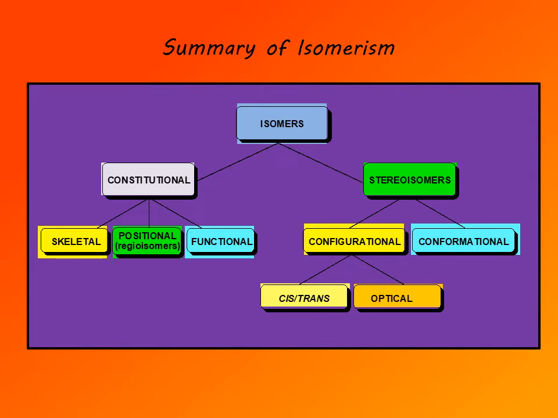And here is a summary of isomerism. So isomers can be classified as constitutional and stereoisomers. Constitutional are further subdivided into skeletal, positional, and functional isomers, while stereoisomers could be configurational or conformational. Configurational are subdivided into cis-trans and optical isomers. If you wish to study this table and this division in more detail, you can pause the video here and look at it in a bit more detail.